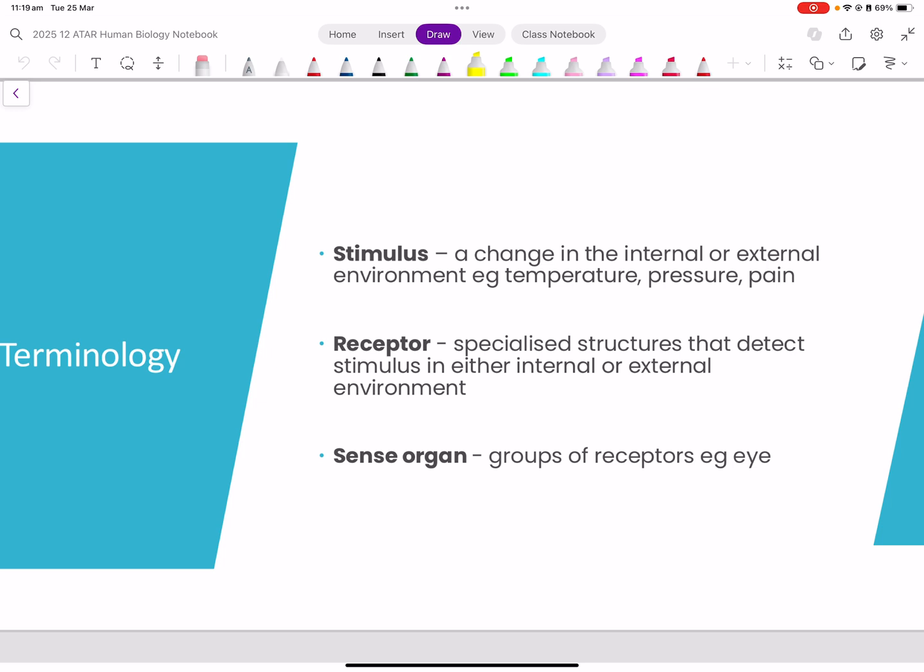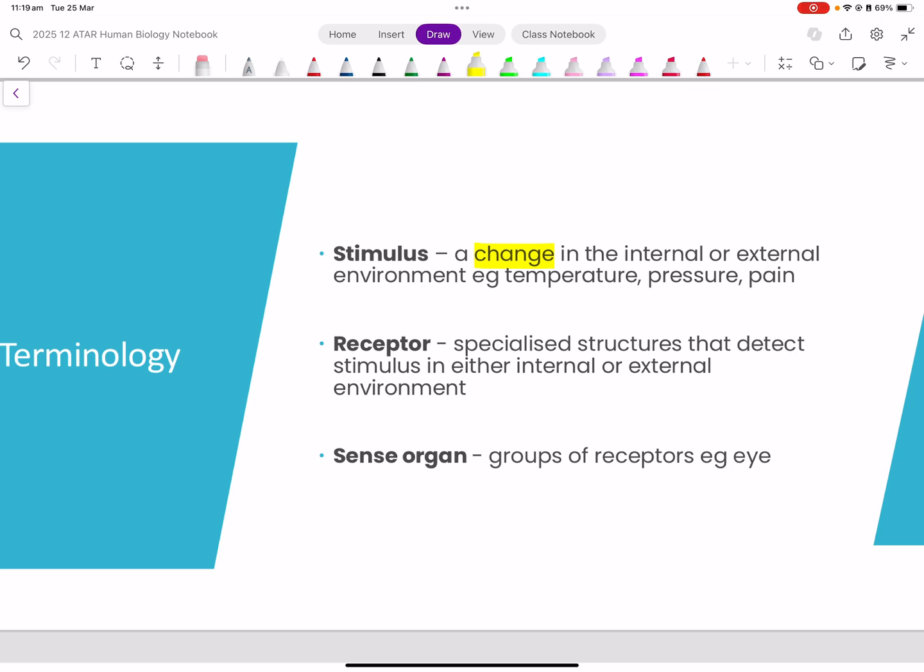of the nervous system. So, a stimulus. A stimulus, very simply put, is a change. What is it a change in? Well, it's a change in either the internal environment or the external environment. An example of the internal environment could be your body temperature or your blood temperature. A change in the external environment could be a change in the temperature of the room, for instance.